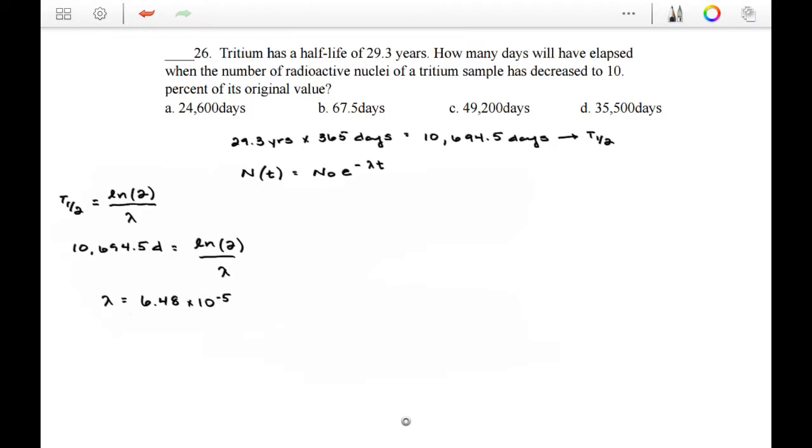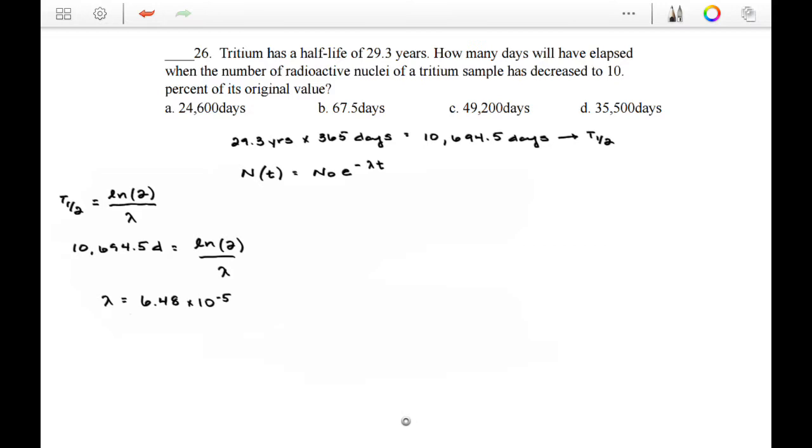And now that I know this decay constant, I can plug this into the equation that I have here, and I know the amount that I'm left with. It says that the tritium sample has decreased to 10% of its original value. So one trick that you can do here for plugging in these values, because it's not directly given to us, but we do have the percentage.